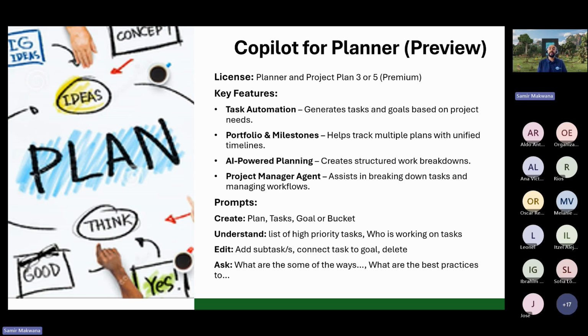And for that, to enable Copilot for Planner or to leverage it with the full functionality and preview, you should have a license for Planner and Project Plan 3 or Plan 5, right? It's a premium license. So the key features you're going to get with that is task automation: you can generate a task and goal based on your project needs.